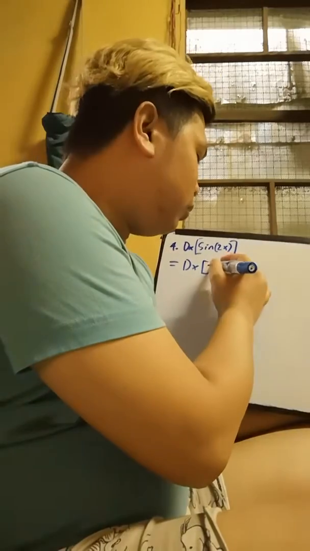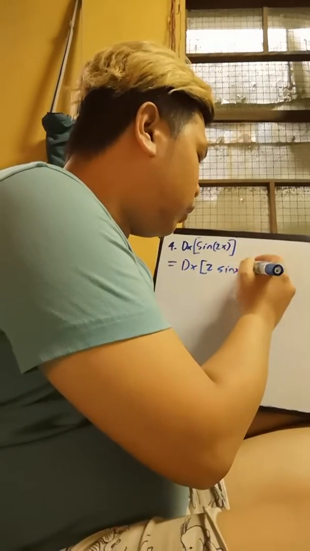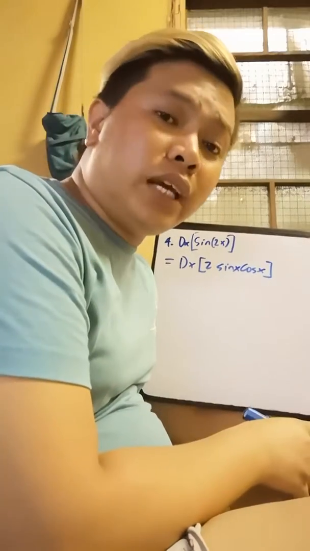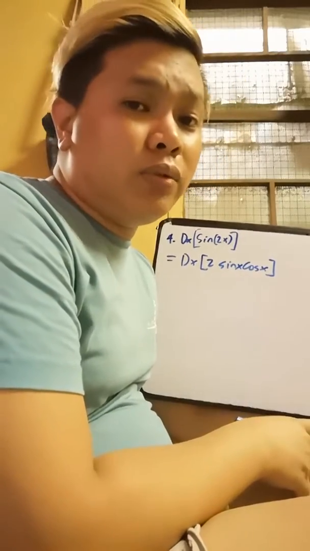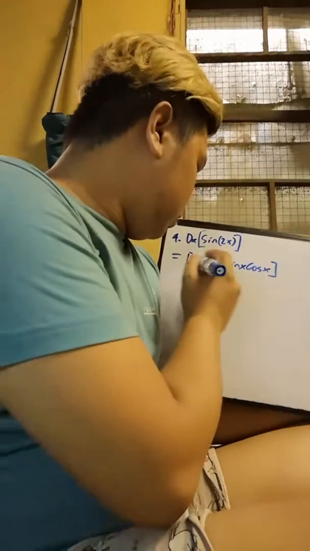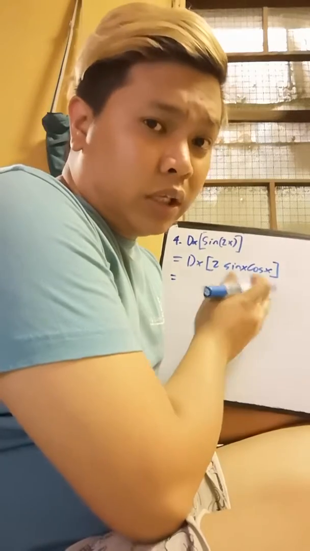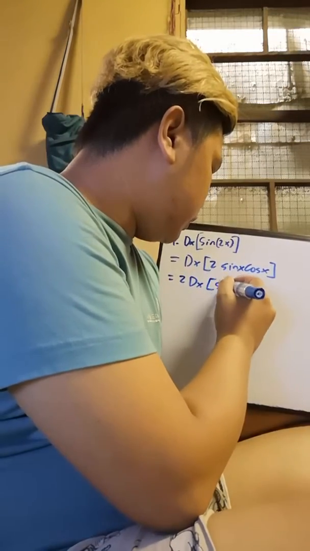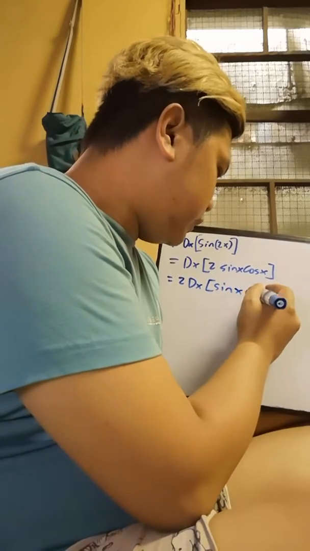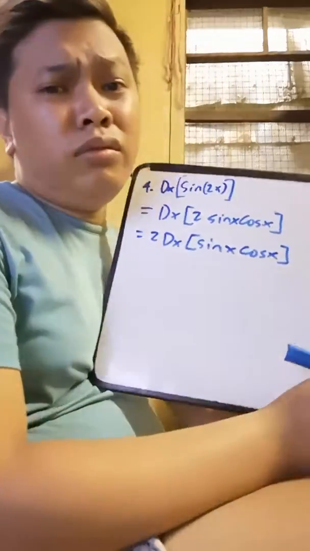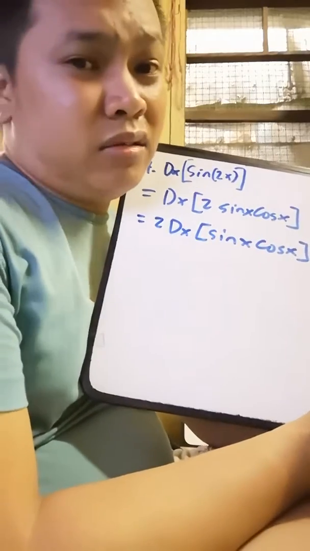sine 2x ay equal sa 2 sine x cosine x. Again, yung sine 2x ay equal sa 2 sine x multiply to cosine x. Ngayon, I have 2 which is constant. Pwede kong ilabas. So, this is equal now to the 2 times derivative of sine x cosine x. And etong problem na ito ay madali na.